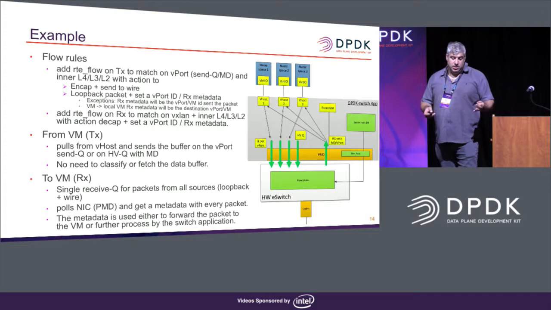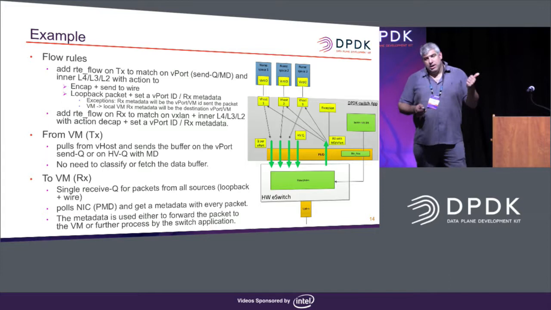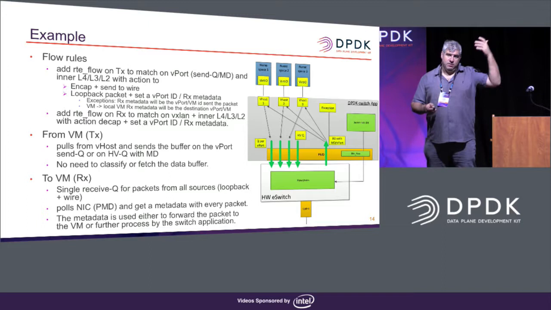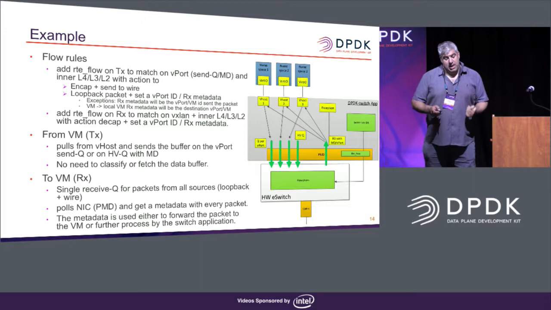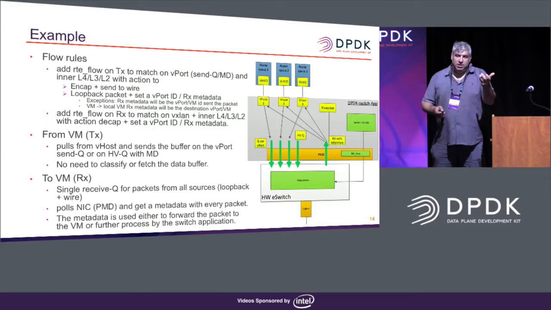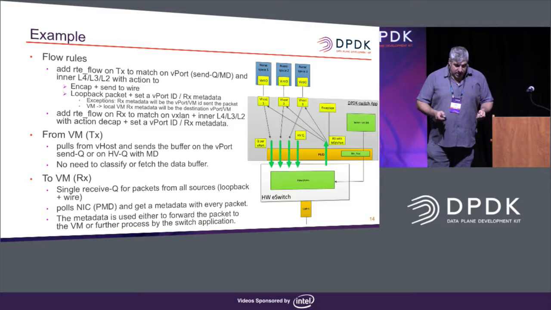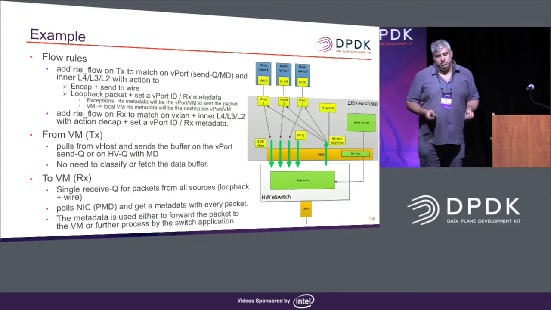You need to have a switch logic that handles it, so it gives you all the rules: what are the rules for traffic coming from a VM and going to the wire, or vice versa, receiving and transmitting, and what to do with the traffic and how to forward the traffic that is coming from a VM and from the wire. The concept here is, of course, to use as little CPU as possible.